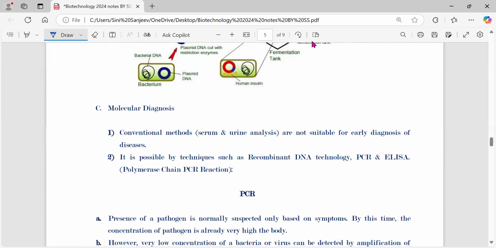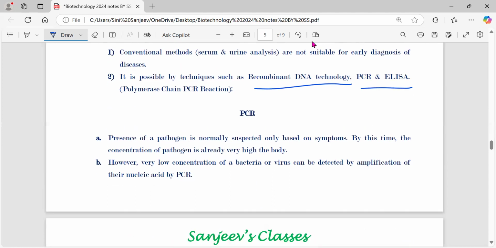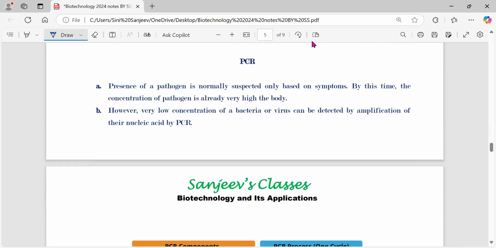But in order to go deep into a particular disease, for example a cancer or tumor, obviously you need to dig deep. You cannot stop with the urine or blood test. So you go to the next level techniques, which are nothing but recombinant DNA technology, PCR and ELISA. PCR is the polymerase chain reaction, a process, and ELISA is the enzyme linked immunosorbent assay. It's also a process used to diagnose a particular disease. So first let's see about the PCR.